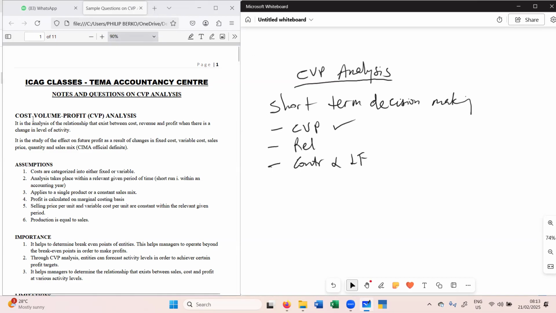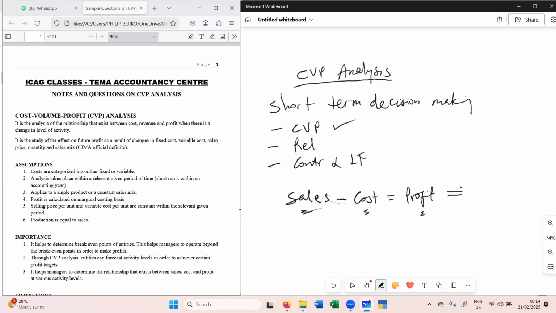CVP analysis, as the name suggests, is a concept or model that helps us to establish the relationship between costs, volume, which is sales, and then profit. Remember, in business, to determine our level of profitability, we get our sales revenue, then we less the cost from that, and then we get the profit. So at any point in time, there should be a relationship between these three.